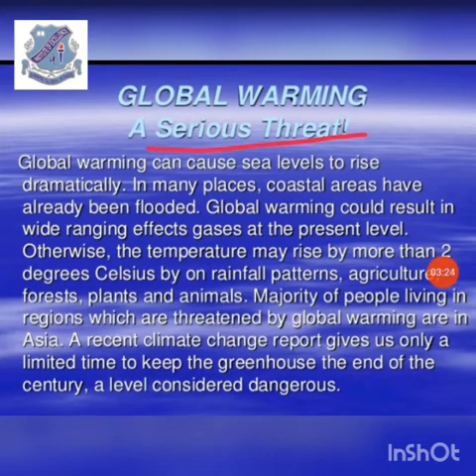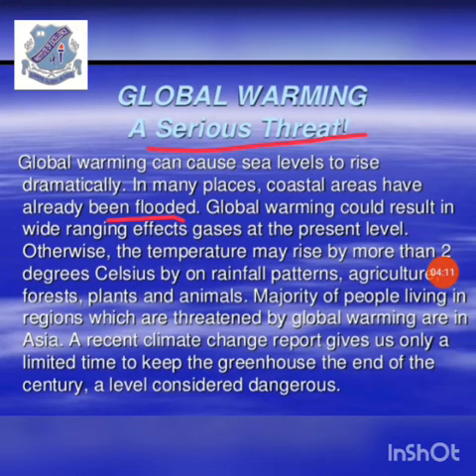In many places, coastal areas have already been flooded. This is because of the global warming that we are facing so many floods. Global warming could result in wide-ranging effects. Whatever gases are there in the atmosphere, global warming will make them rise more and more. So these gases will have harmful effects on us. Otherwise, the temperature may rise by more than 2 degrees Celsius, with effects on rainfall patterns, agriculture, forests, plants and animals. So overall, there is a high level of temperature increase.